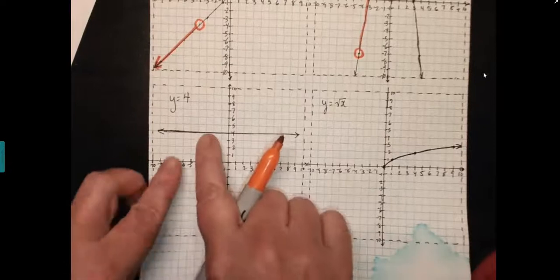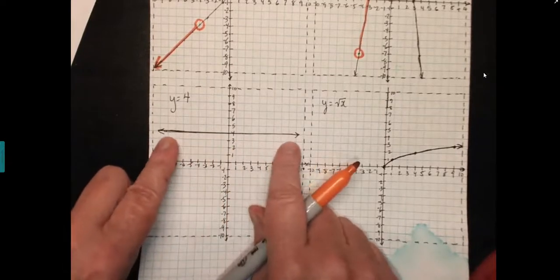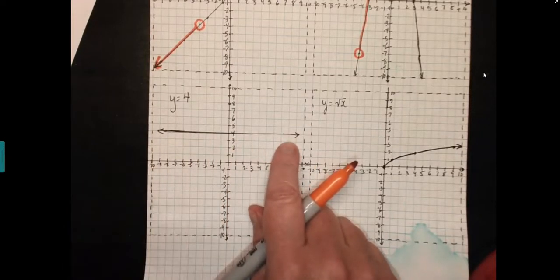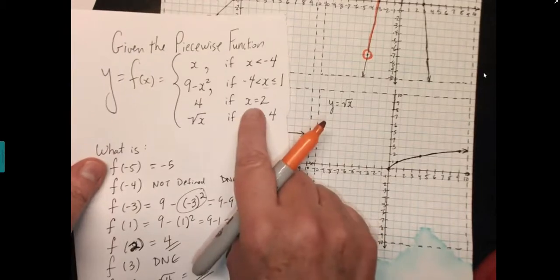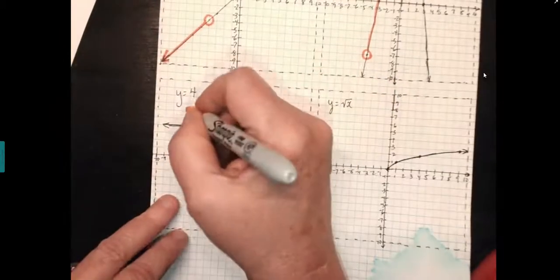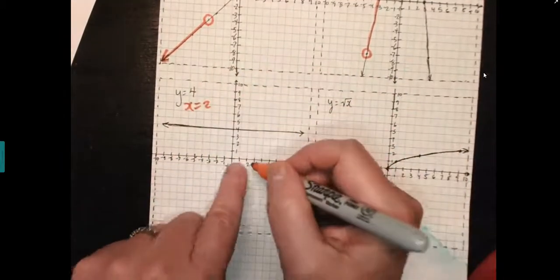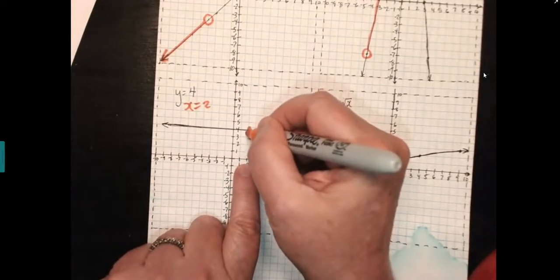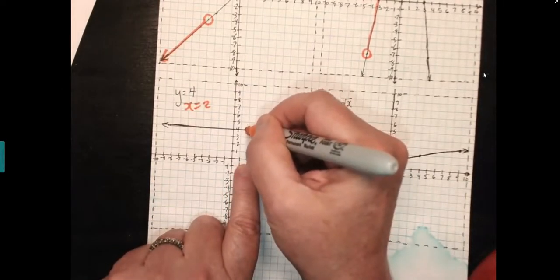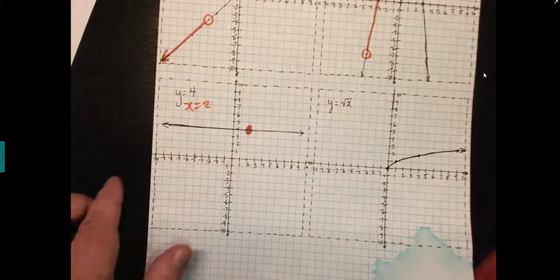And so the graph of f of x equals 4, y equals 4 is a horizontal line. But now what's the restriction? I only want it when x is equal to 2. So when x is equal to 2, I just get a point and nothing else. So that's my third piece.